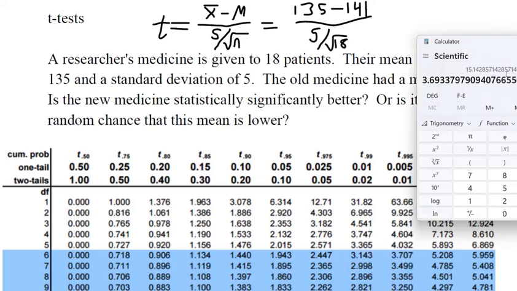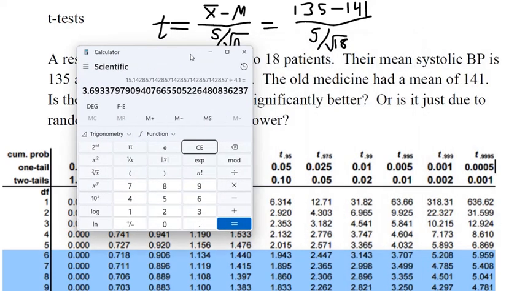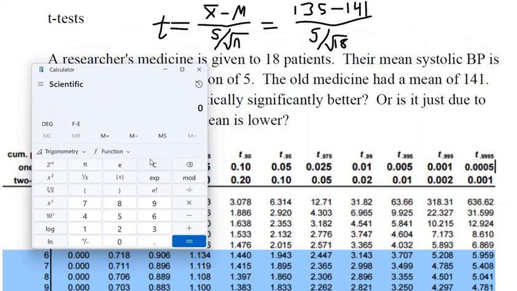Okay, so I'm going to do the denominator first. Figure out what the square root of 18 is. I'm going to copy that to my clipboard. That way I can do 5 divided by the square root of 18. Copy that to my clipboard. Then the numerator, 135 subtracted by 141, divide by the denominator. So I got a t-value of negative 5.09. Did I do that right? Yep, that looks right.